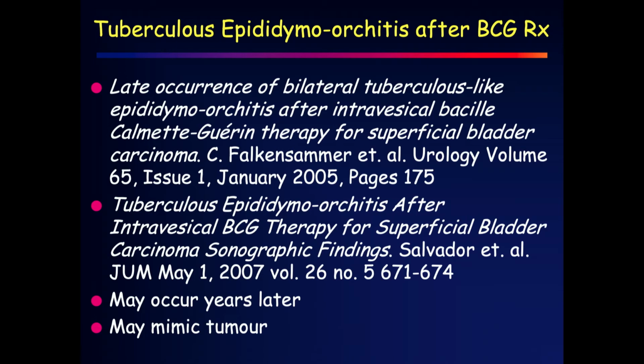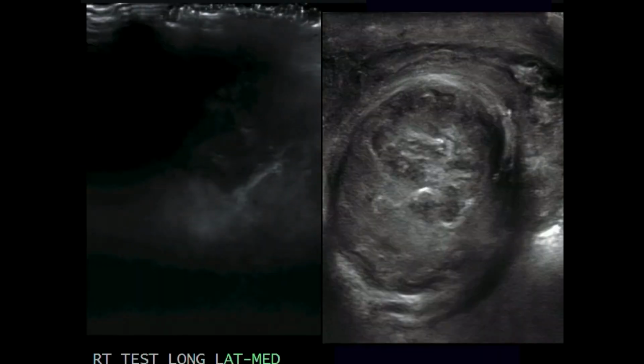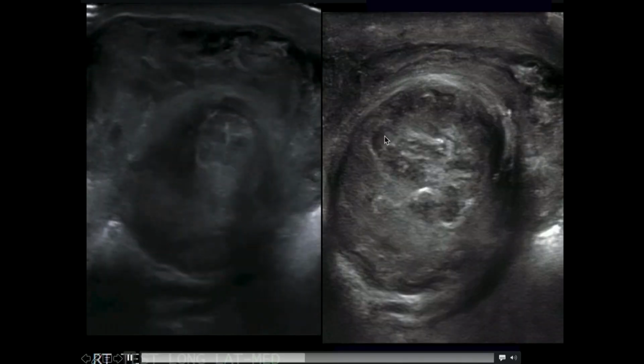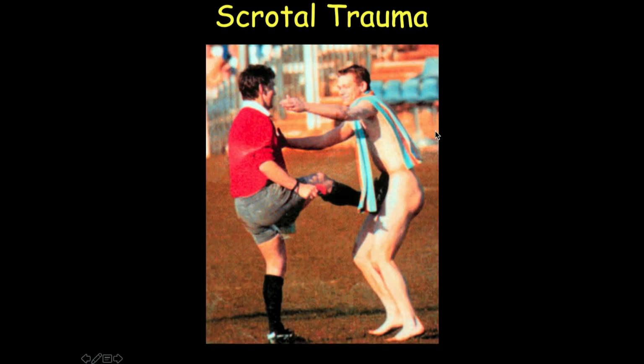It's kind of like Pott's disease in the spine. It's a cold abscess. This wasn't hyperemic. He didn't have pain there. So just keep that in the back of your mind, tuberculous epididymal orchitis following BCG therapy.